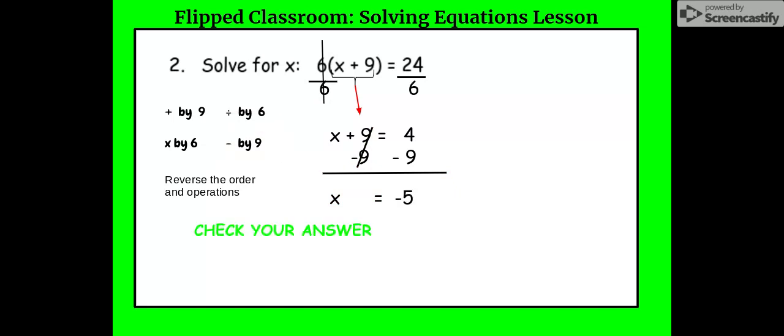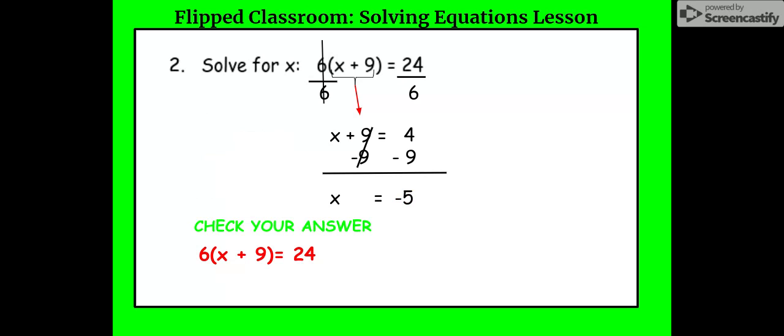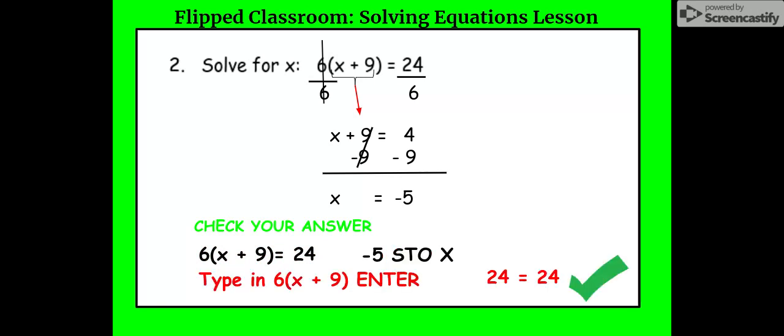What we want to do is make sure we check this answer to see if we get it right. We rewrite the equation, 6 times x plus 9 equals 24. We store in -5 for x, and now we type in 6 parenthesis x plus 9, enter. And see, did we get 24 equals 24? Check.